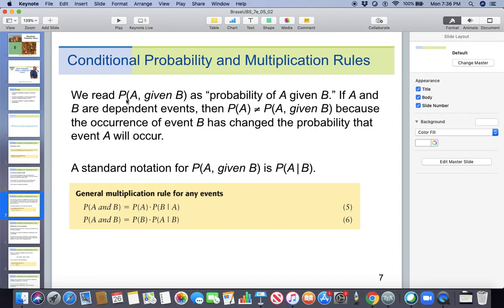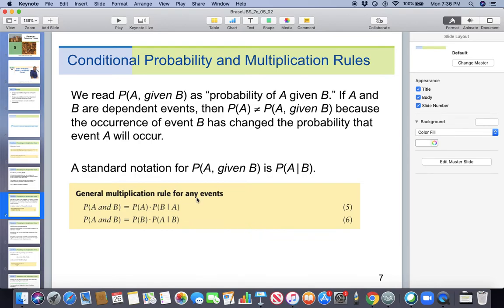We read P of A given B as the probability of A given B. If A and B are dependent events, then probability of A is not the same as probability of A given B, because the occurrence of event B has changed the probability that event A will occur. Now, a standard notation for probability of A given B is P of A vertical line B. So given B is this line B.